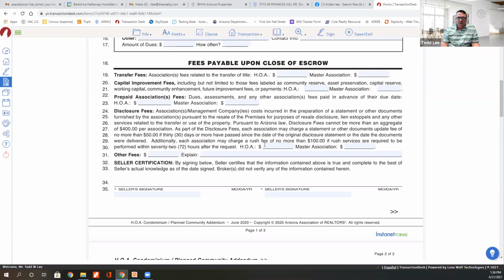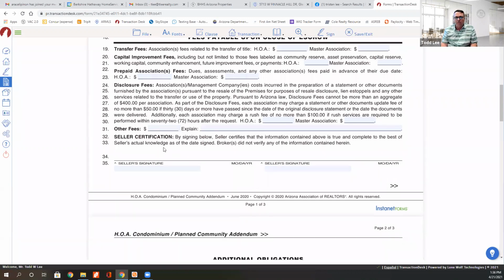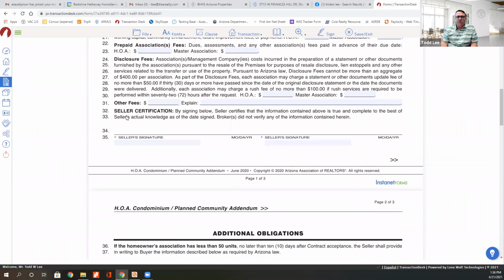Additionally, each association may charge a rush fee of no more than $100 if rush services are required to be performed within 72 hours after the request. And then you put in what the rush fee would be in there if that's what it were. Any other fees that were in there.